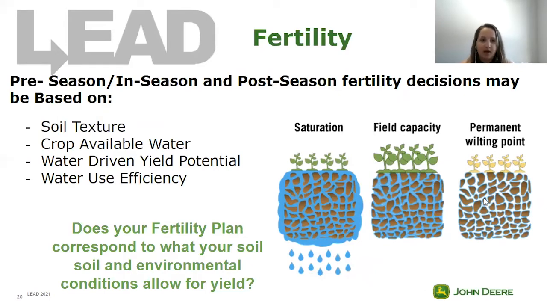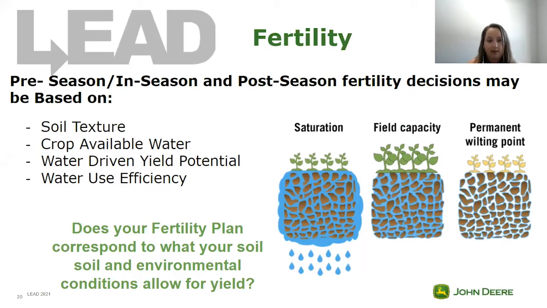So our next topics are going to be around, now that we have the information, we know how to read it, we're understanding what it's telling us: what kind of decisions can we make from this? So fertility is a big one. Fertility decisions can be made pre-season, in-season, and post-season. Our decisions are going to be based on soil texture, crop available water, water-driven yield potential, and water use efficiency.